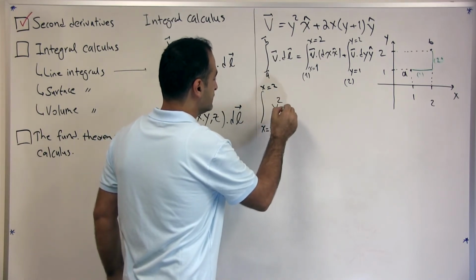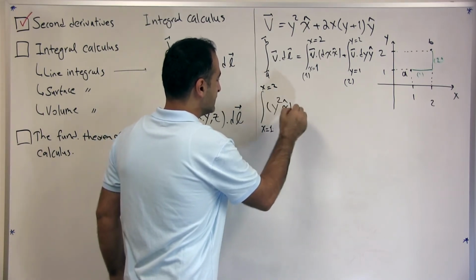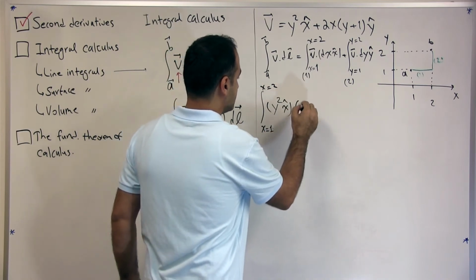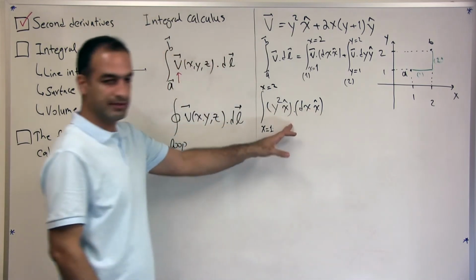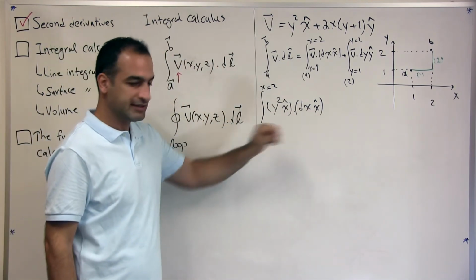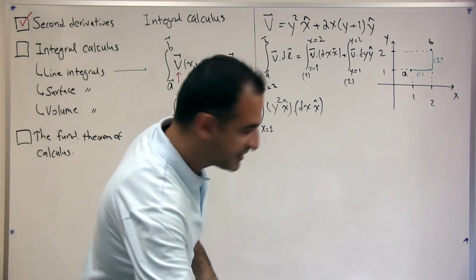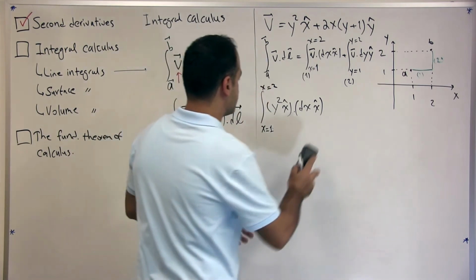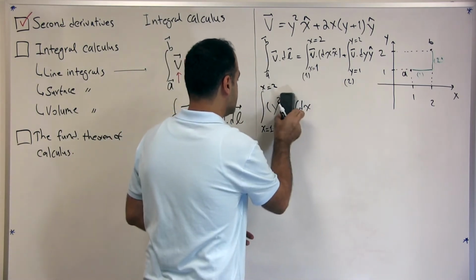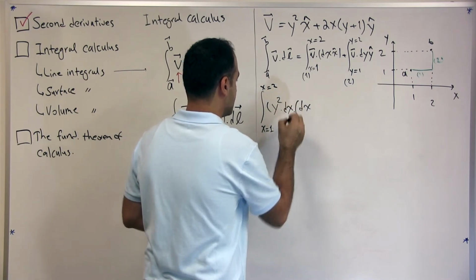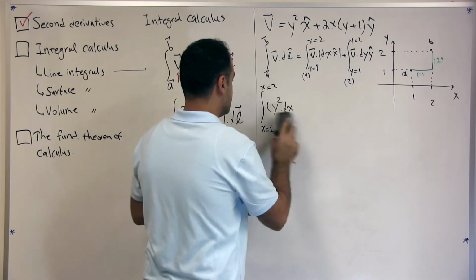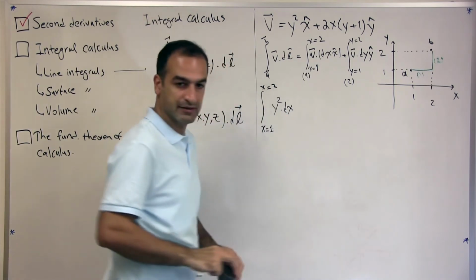I get y squared times x hat times dx times x hat. Okay, so this is a dot product. We have x hat, we have x hat. Why don't I just simplify this? X hat times x hat is 1, so I get rid of these. So technically we have y squared times dx. This is going to be the first part of the integral.